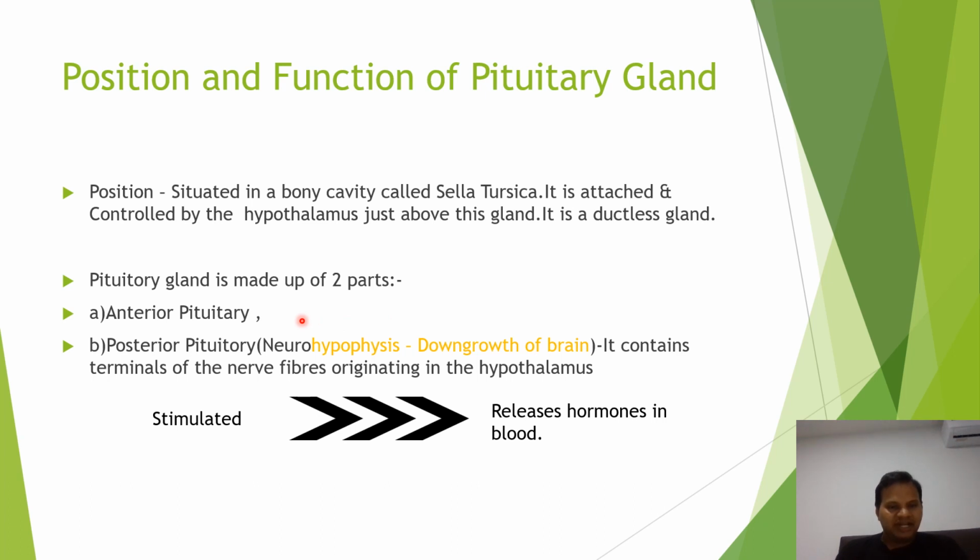So the pituitary gland is made up of two parts, as I said, the anterior pituitary and the posterior pituitary, which we also call the neurohypophysis. Hypophysis is the downgrowth of the brain. The growth of this part is in the down part of the brain. So, for this reason, we call it the neurohypophysis. It contains terminals of the nerve fibers originating in the hypothalamus, which, when stimulated, release hormones in the blood.